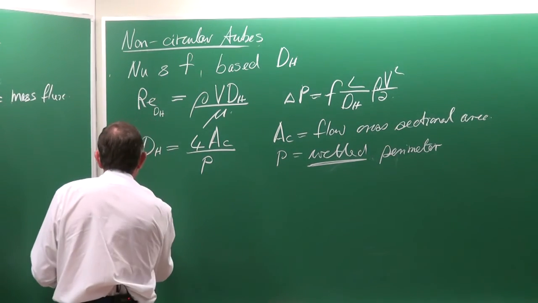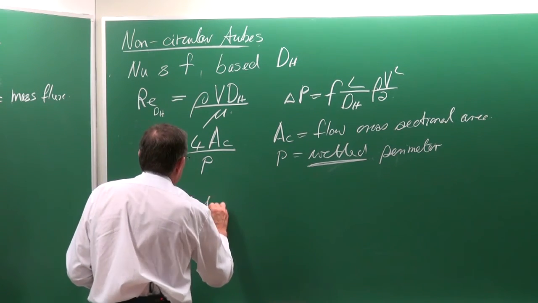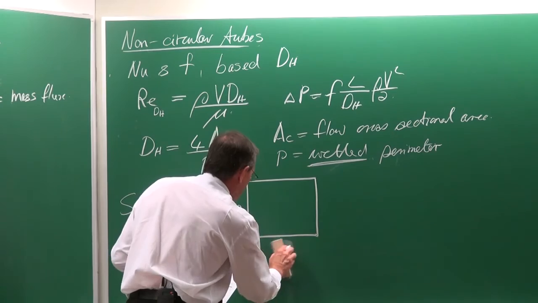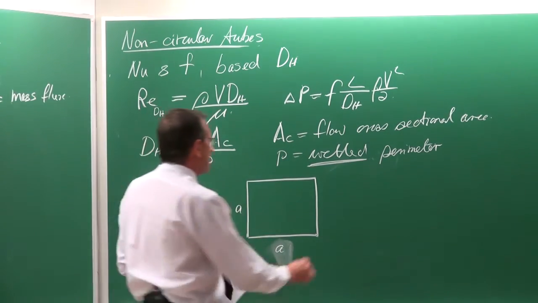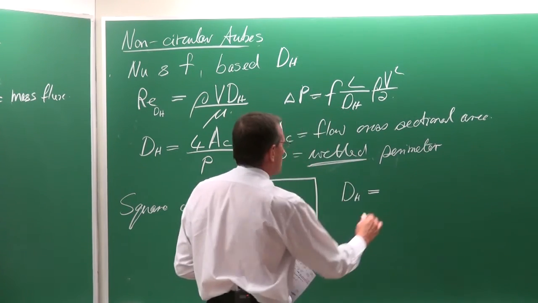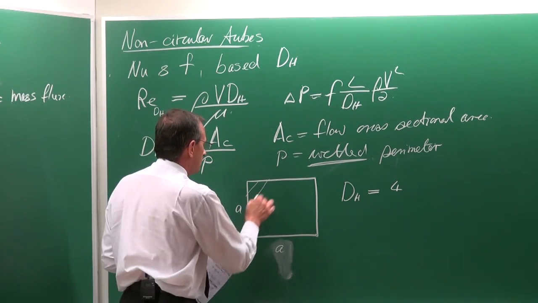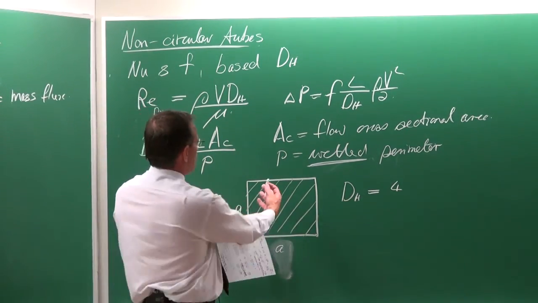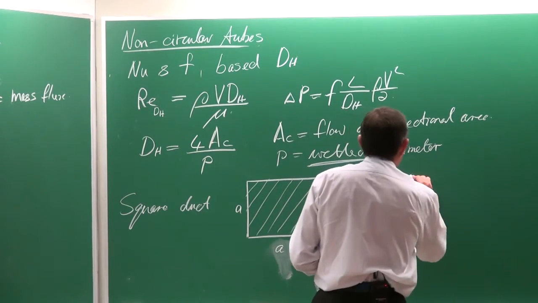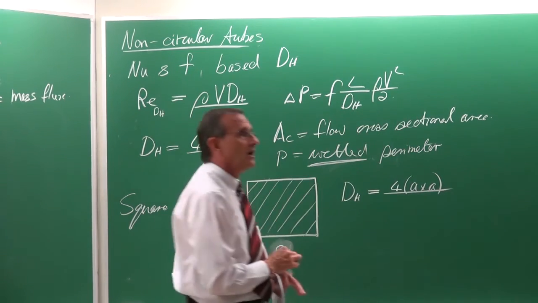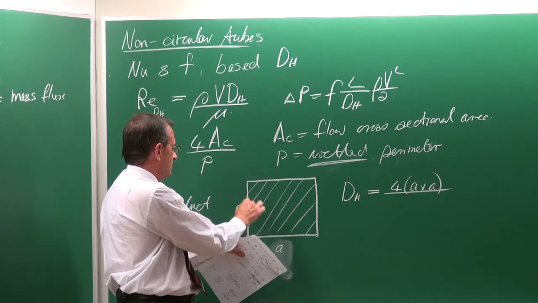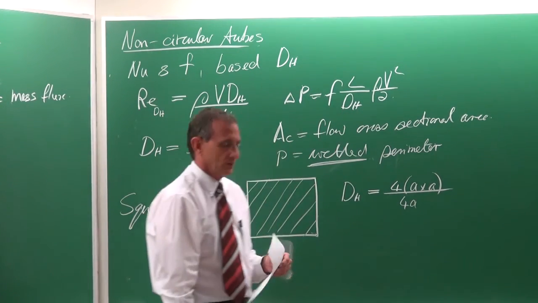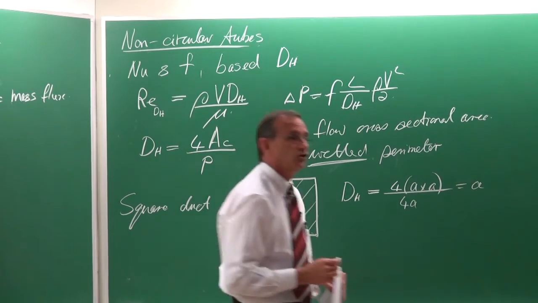So let's look at the case of a square duct. Square duct, typically like that. That is equal to A multiplied by A. Then the hydraulic diameter would be equal to 4 times. Okay, now the flow would occur through there. So it is 4 times the cross-sectional area of the flow. What is the cross-sectional area of the flow? It is A multiplied by A. And the wetted perimeter, the flow wets this surface here, that one, and that one. So it is 4 times A. So the result is that the hydraulic diameter is equal to A.